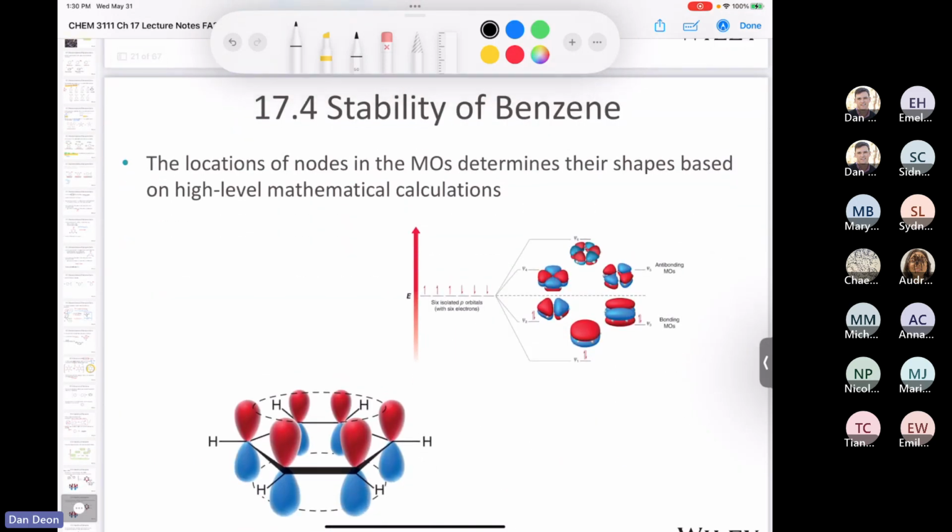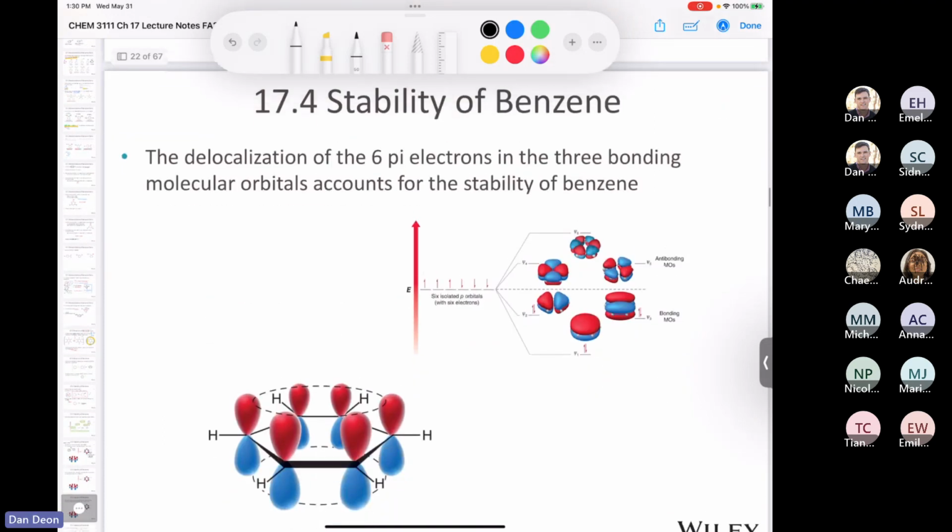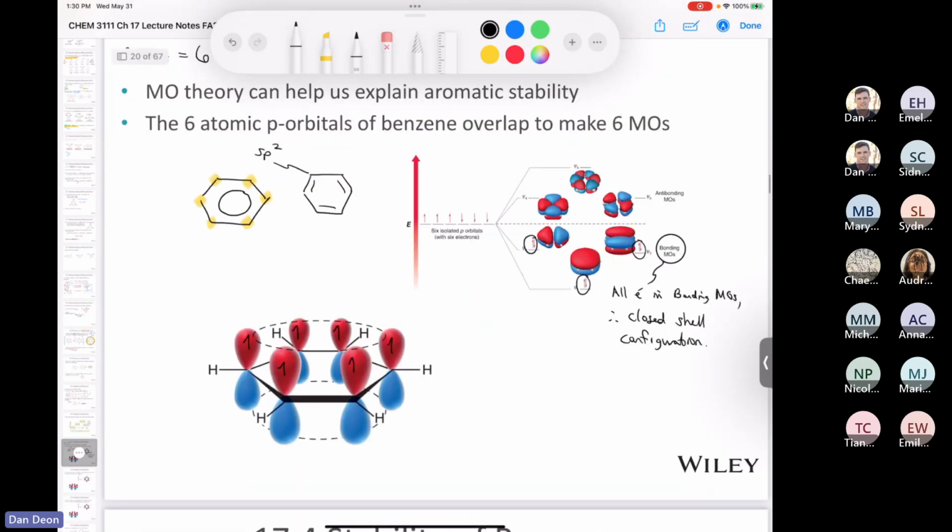Now it says here the locations of the nodes, and drawing the different molecular orbitals requires high-level mathematics, so I'm going to move past that. You're not going to be asked to draw the different molecular orbitals. It then says the delocalization of those 6 pi electrons in the 3 bonding molecular orbitals accounts for the stability of benzene. Like I said, it gives it that closed shell electron configuration, and that is what imparts the stability of the benzene molecule. Closed shell electron configuration is what I should have written here.